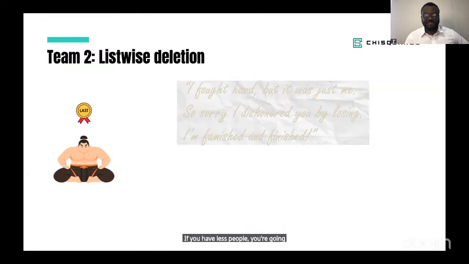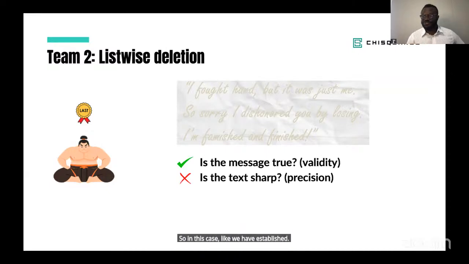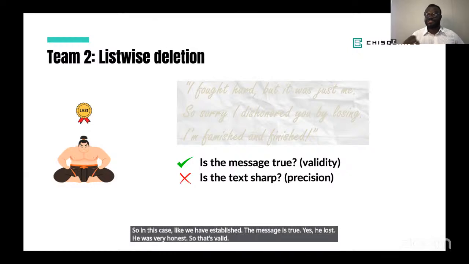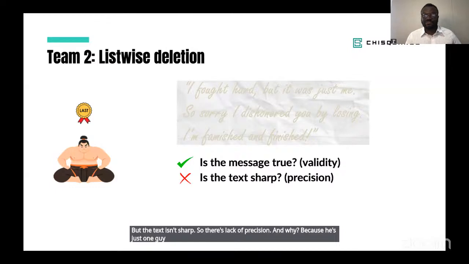So it's pretty straightforward. In this case, like we have established, the message is true. Yes, he lost. He was very honest, so that's valid. But the text isn't sharp. So there's lack of precision. And why? Because he's just one guy. That's why he has diminished precision.